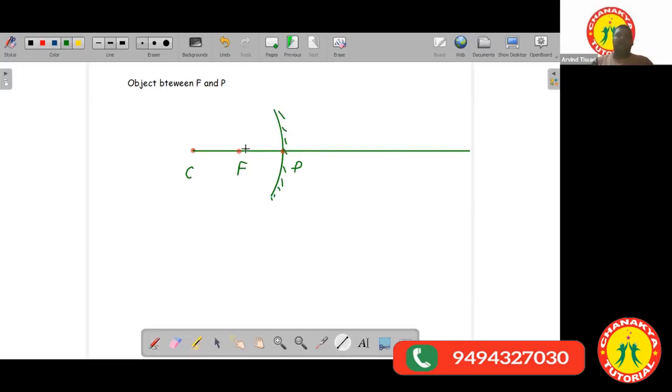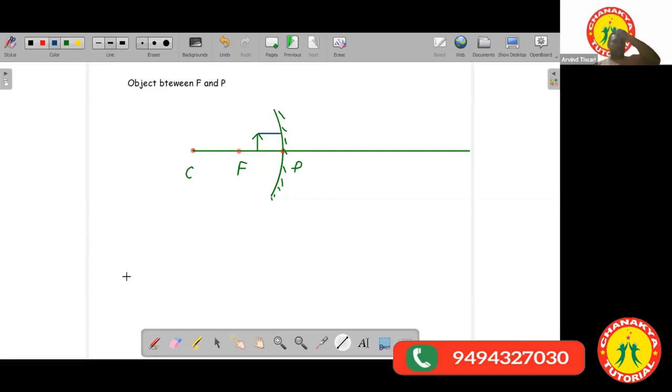And place the object between F and P. So anywhere, place the object between F and P like this. Okay, now use your two rules. Your rule says that one of the rays of light you can take parallel to the principal axis. The second ray of light we can take passing through the center of curvature. So let us take the two light rays. Let this light ray be parallel to the principal axis.